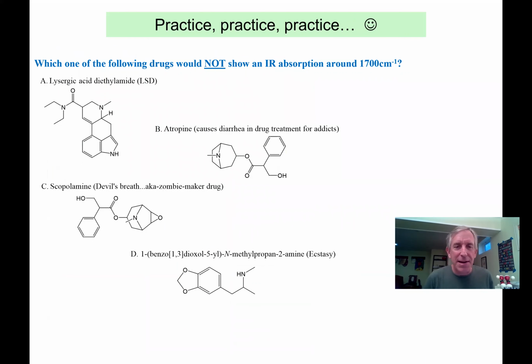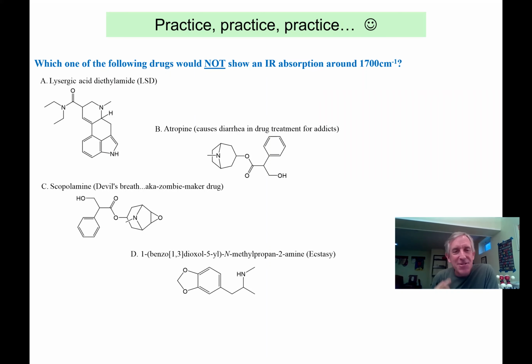All right, practice, practice, practice. The more we do it, the better we get. So here are some very fun compounds that are all organic. None of them are charged. And you might want to be able to tell the difference between some of these. So take a few seconds, see if you can identify which one of these would not show an absorption around 1700 inverse centimeters, and therefore we could differentiate it from all the others. Pause the video if you want, because the answer is coming.